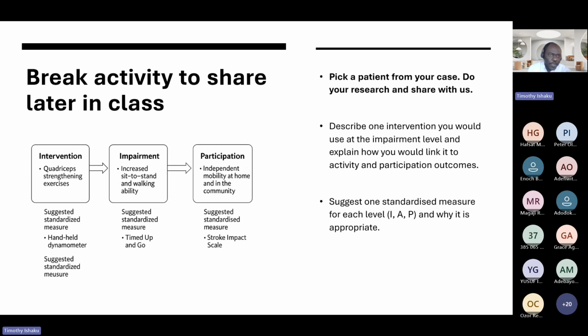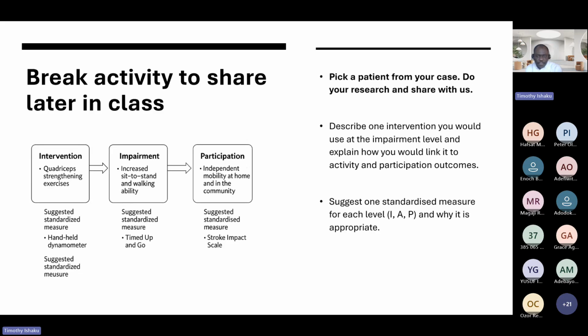Ignore my, what do you call it? I think the first one is impairment, the second one is activity limitation and the third one is participation restriction. So populate the template I've given you into those categories and describe one intervention you will use at the impairment level and explain how you will link it to the activity and participation level. So think of an intervention at the impairment level, an intervention at the activity level, and then how it will influence the patient at the participation level.